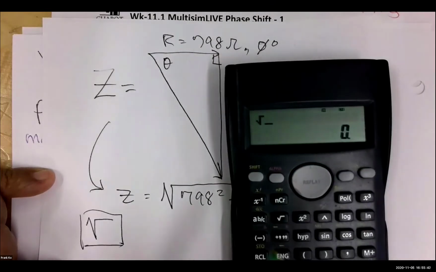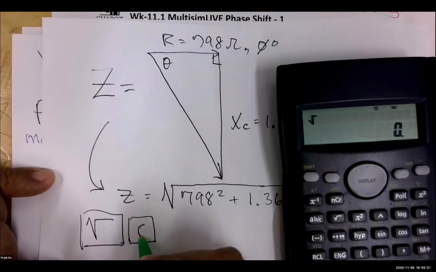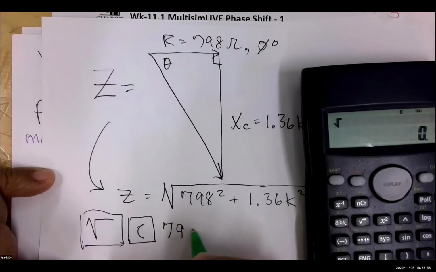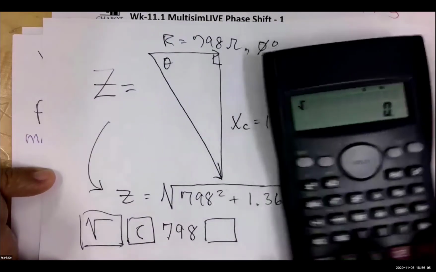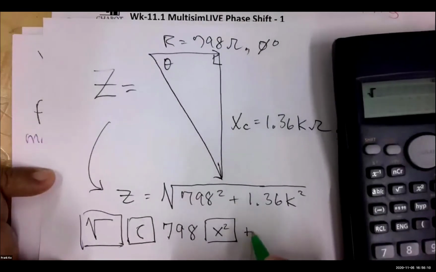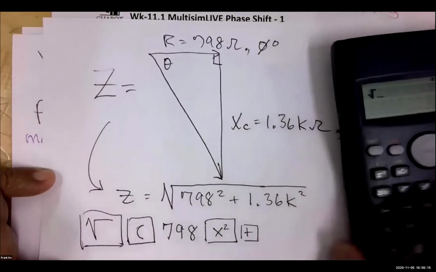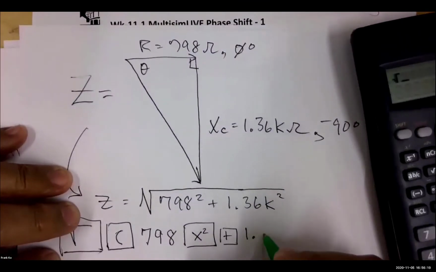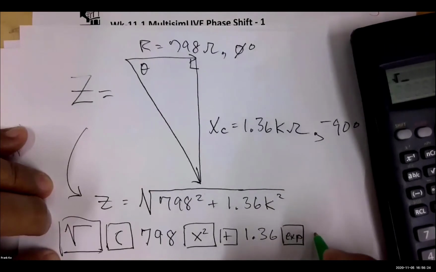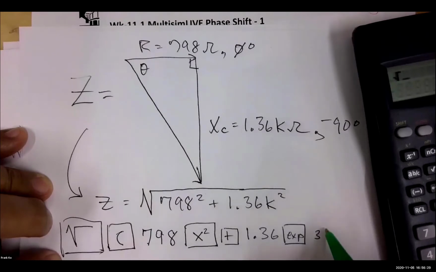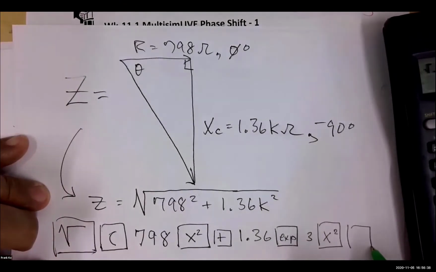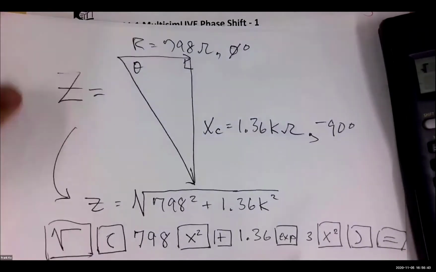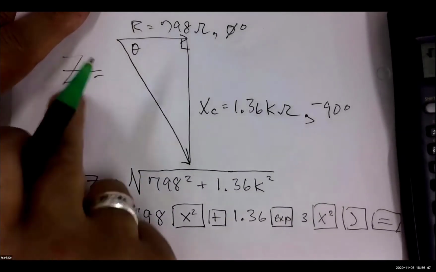Now, in your calculator, it doesn't generate an open parentheses. I highly encourage you to put in open parentheses. Then we will take 798, and what are we going to do? We're going to use the x squared key, which is right here. I'm going to square it, and then add it to 1.36 kilo, so 1.36 exponent 3. That's my kilo. And what do I have to do with it? I have to square it. And after I square it, I should close parentheses and then hit equals. So that should be my keystroke sequence in order to calculate this side of the triangle, Z.